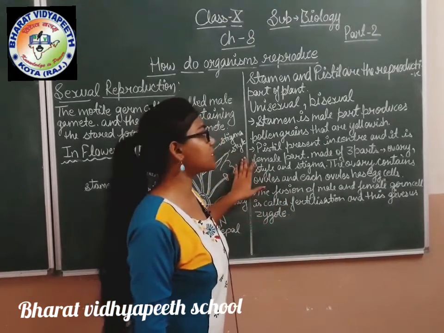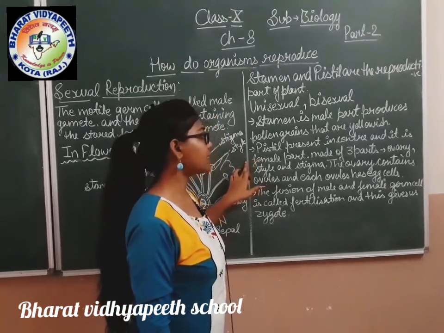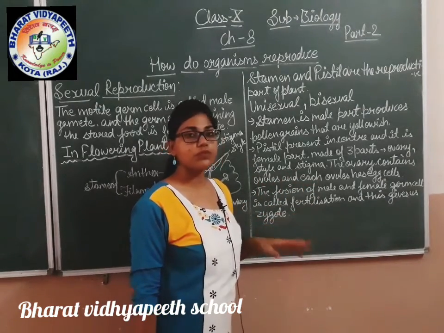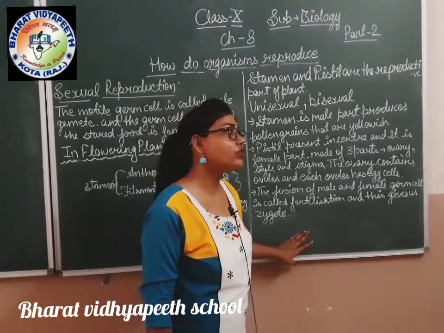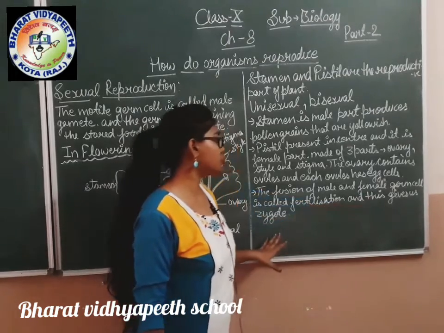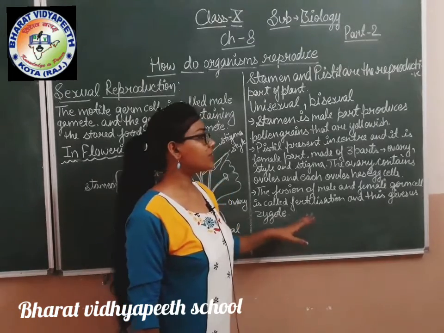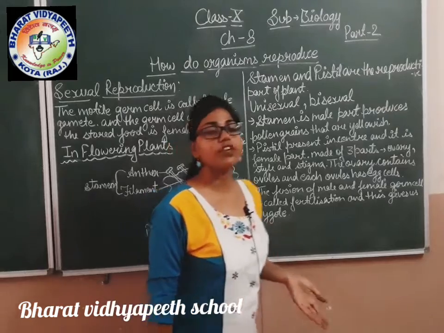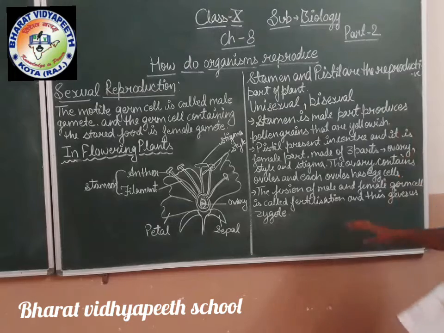The pistil is present at the center of the flower, and it consists of three parts: ovary, style and stigma. The style, stigma and ovary form the female reproductive part. The ovary contains ovules inside it. The fusion of male and female gametes, the germ cells, is a process known as fertilization. This fertilization gives us a zygote, and this zygote later develops into new seeds and new fruit. So this is all about our topic.